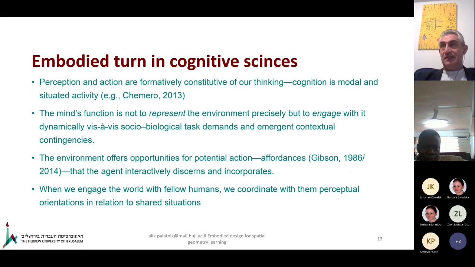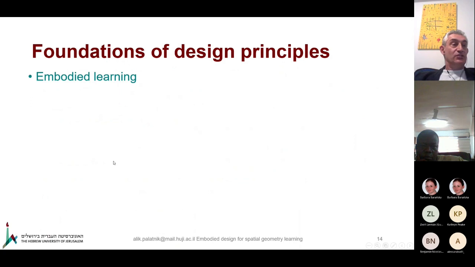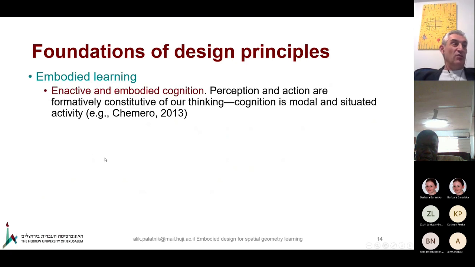So we have some evidence from cognitive science and from neuropsychology that we're starting to accumulate, that our thinking is influenced by our body, by movement and by action. So when this evidence from embodied cognition started to appear, learning sciences started to be interested in this. And so what are the foundations for design principles which are common for the environments which I design and study?